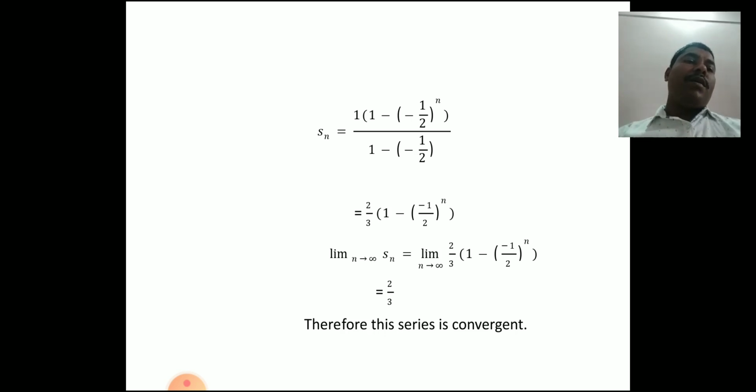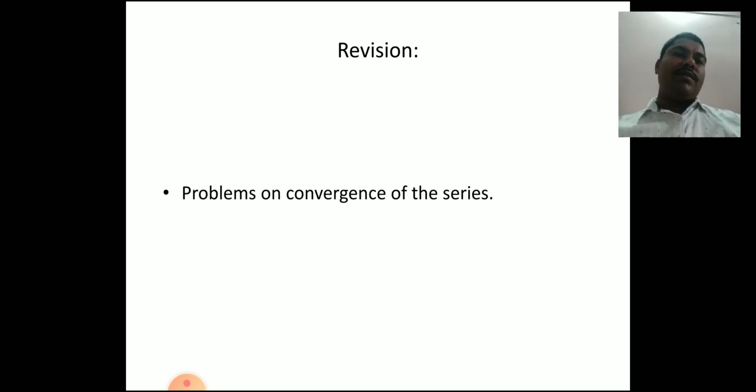Here the value of (-1/2)^n is 0 because the magnitude of minus half is less than 1. So its value is 2/3. Next, here 2/3 is a finite value, therefore the series is convergent.